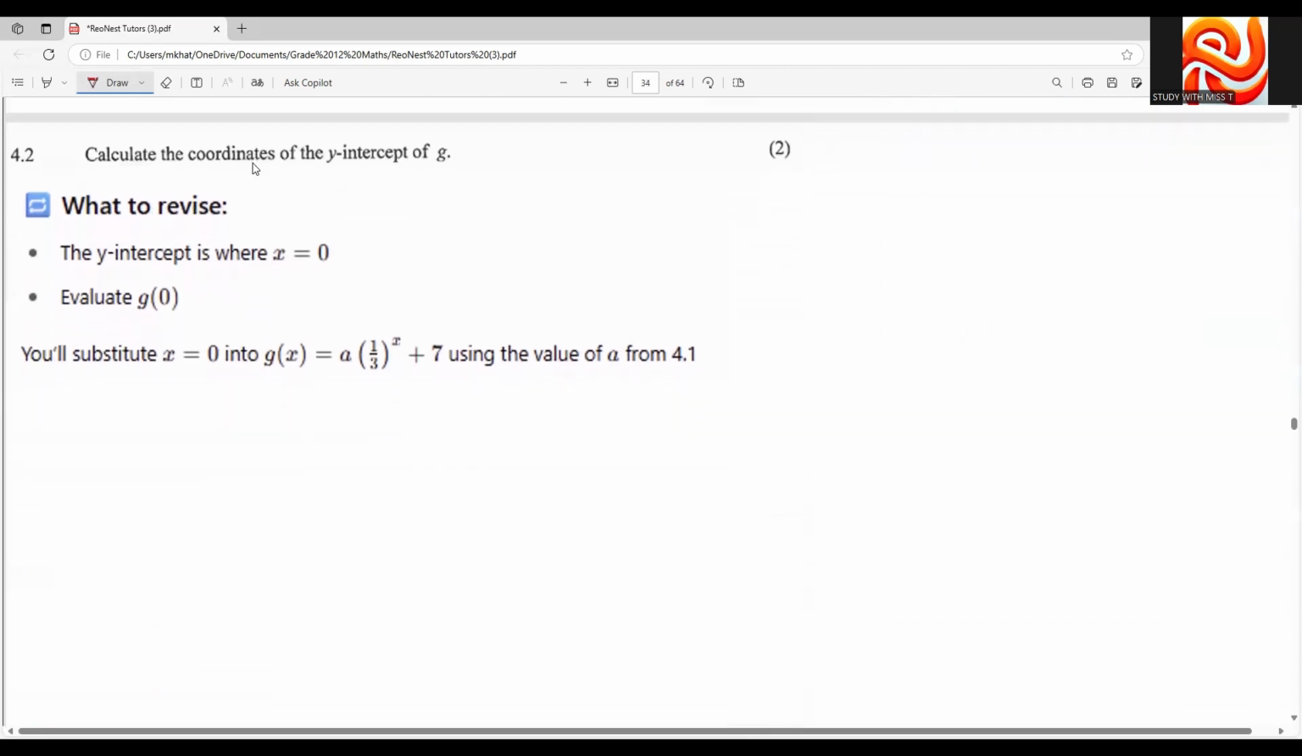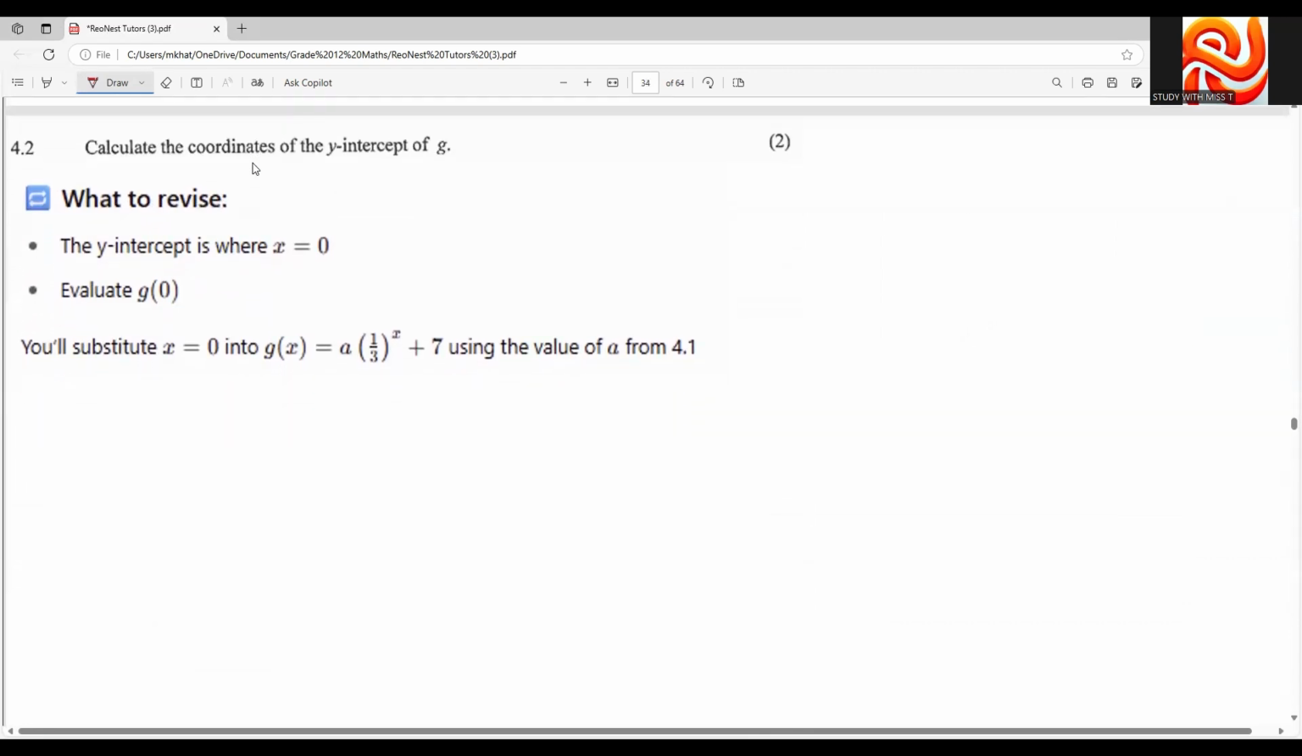4.2. So now we need to calculate the coordinates of the y-intercept of g, right? Remember, the y-intercept is where x is equals to 0, all right? The y-intercept of g, right? And that means we will substitute 0 into g of x, right? Using the value of a. So if you get 4.1 wrong, definitely trust me, you're going to get 4.2 wrong.